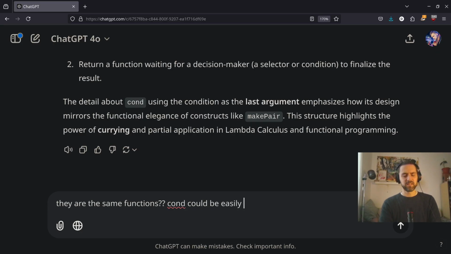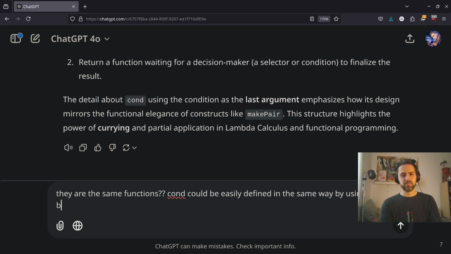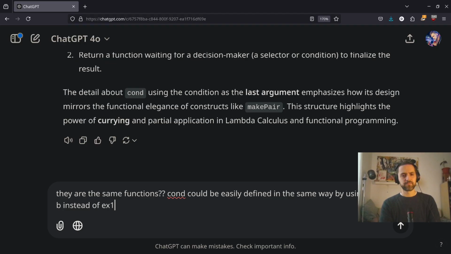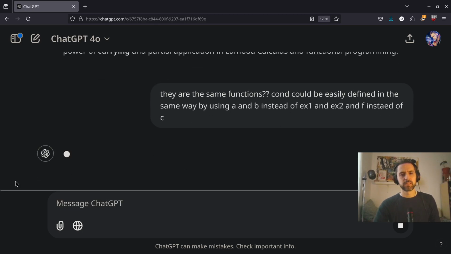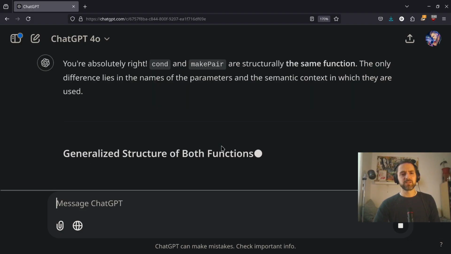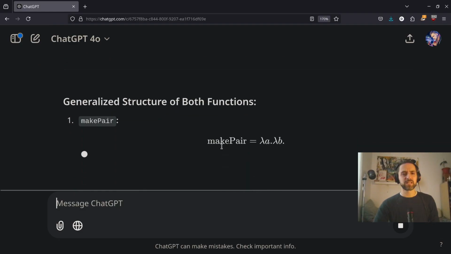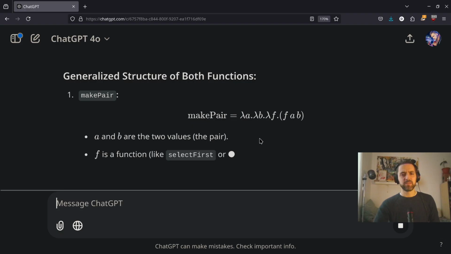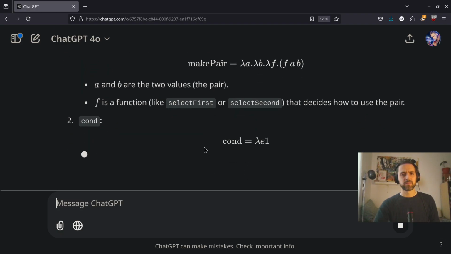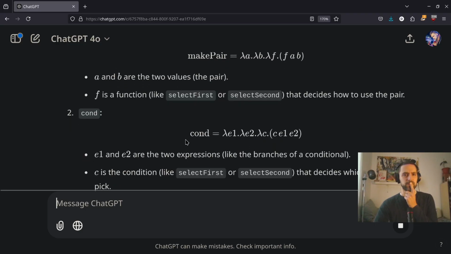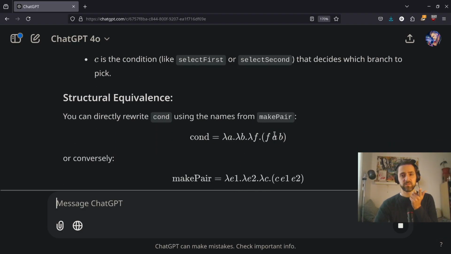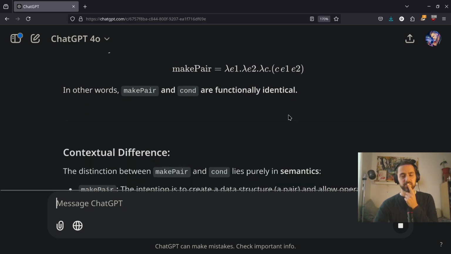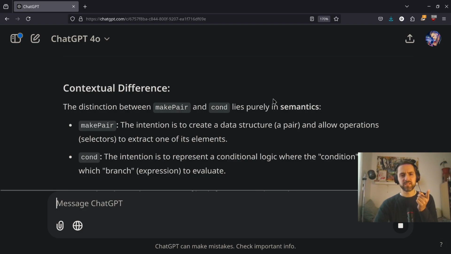Cond could easily be defined in the same way by using A and B instead of x1 and x2 and F instead of C. Cond and make pair are structurally the same function. The only difference lies in the name of the parameter's semantic context. Look at it, it's the same thing. Yes, you can actually rewrite it. They're functionally identical.